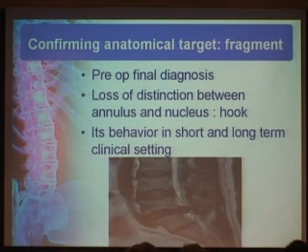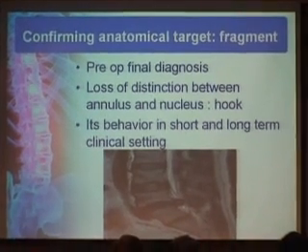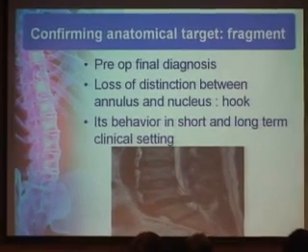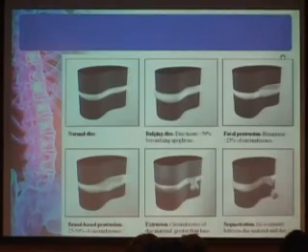And we also understand that in these patients there is a loss of distinction between the annulus and the nucleus. What I mean is, the nucleus annulus distinction, the image is not there. It looks more or less similar. This looks black. And we also try to understand how is the fragment behaving over a period of time, in the short term or in the long term.